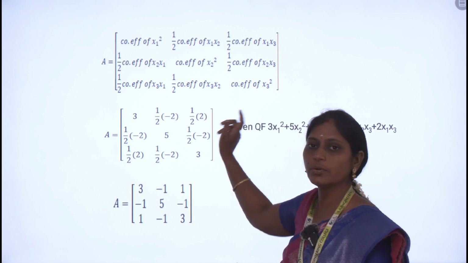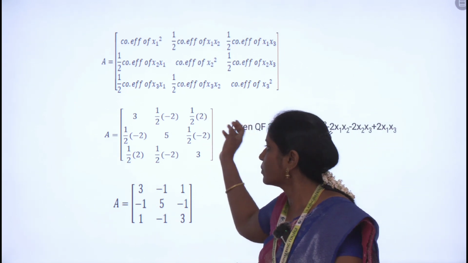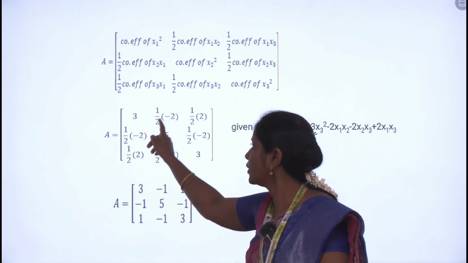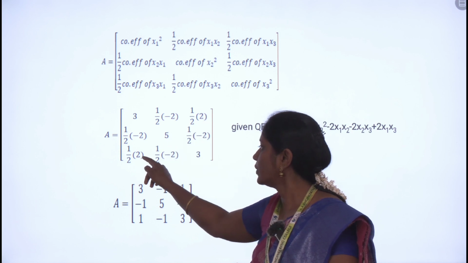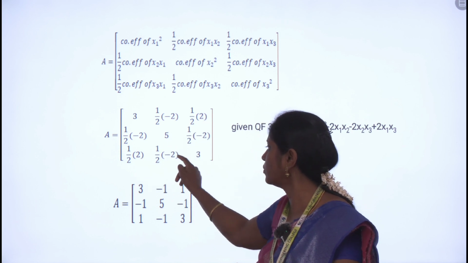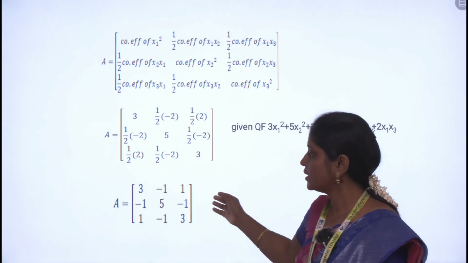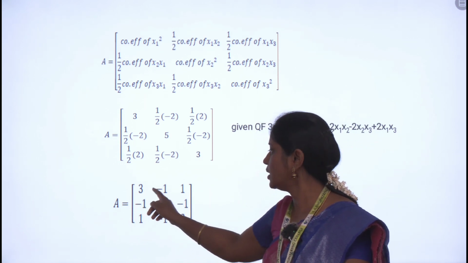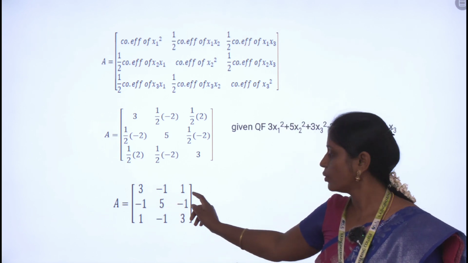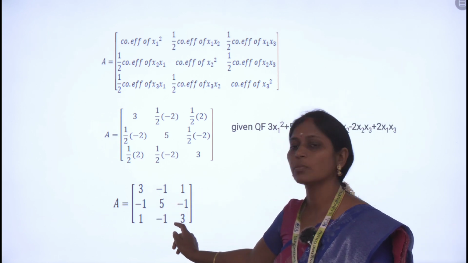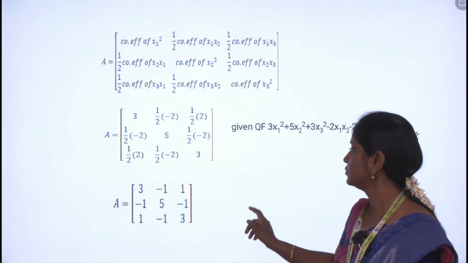This is 1 by 2 into 2. So it's a symmetric matrix. Therefore, this is 1 by 2 into minus 2, and 1 by 2 into 2, and 1 by 2 into minus 2. Therefore, we will get A equal to [3, -1, 1; -1, 5, -1; 1, -1, 3].